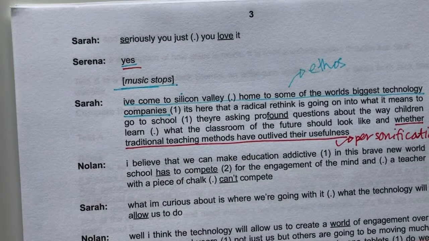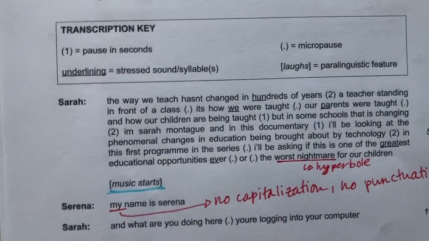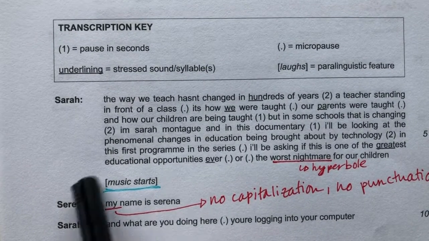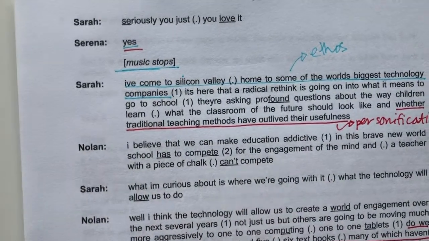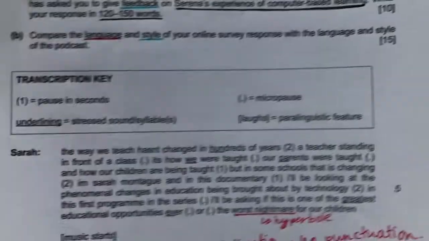And music stops. So that is related to how the transcript is organized. So you know that the first segment is starting when the music starts, and then the first segment is done when the music stops. So it separates the two parts. Okay, that's how you know.